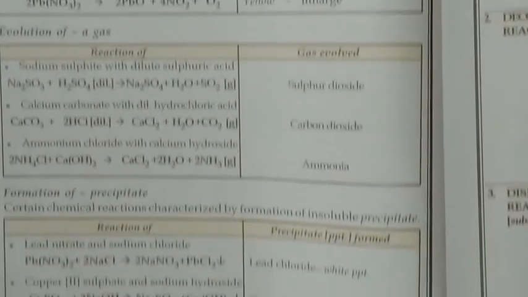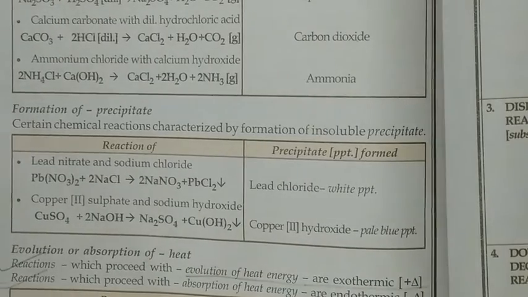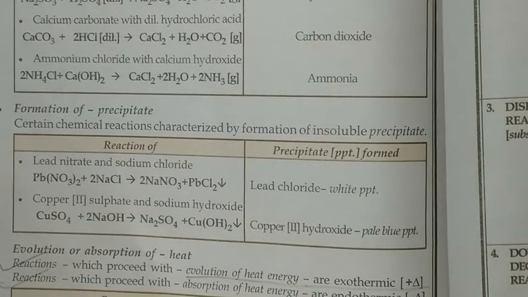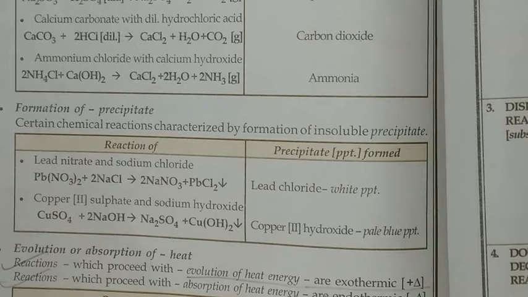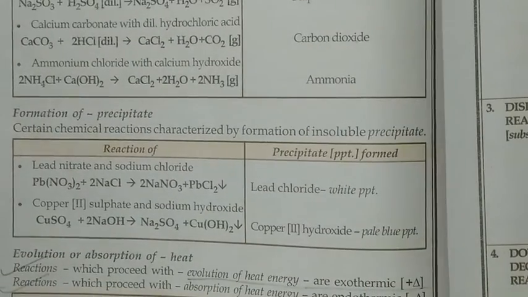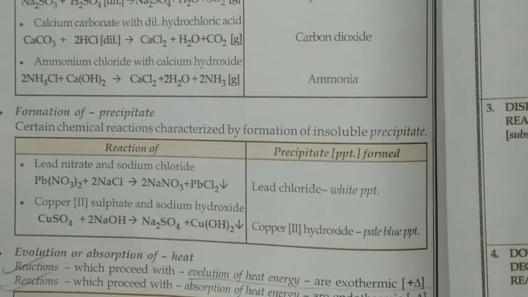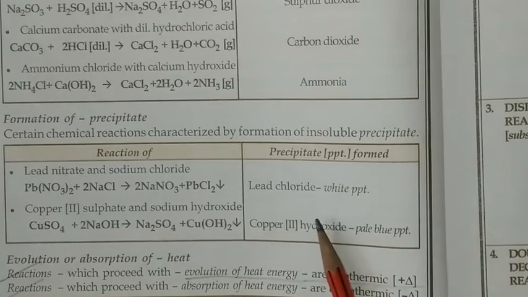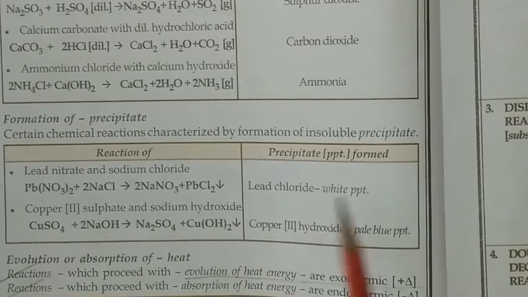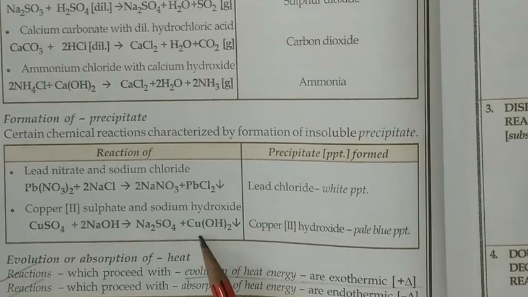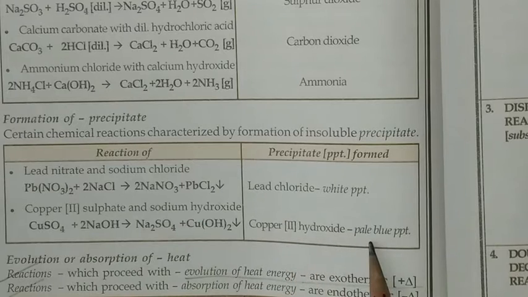Formation of precipitate. In some chemical reactions, an insoluble precipitate, meaning an insoluble substance, is formed, which settles down at the bottom of the test tube. According to the color of the precipitate, we recognize the reaction. Like when lead nitrate and sodium chloride react with each other, they form white precipitate of lead chloride. Similarly, when copper sulfate and sodium hydroxide react with each other, they form precipitate of pale blue color, which is copper hydroxide.